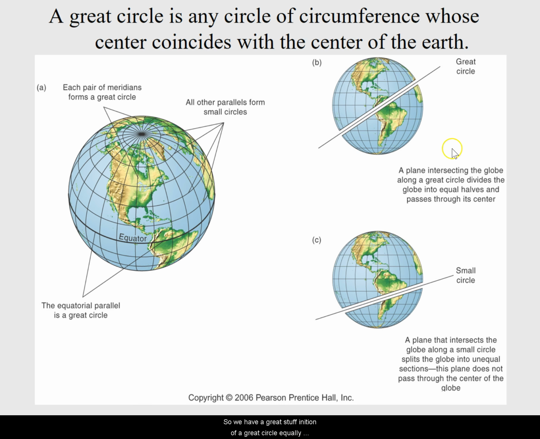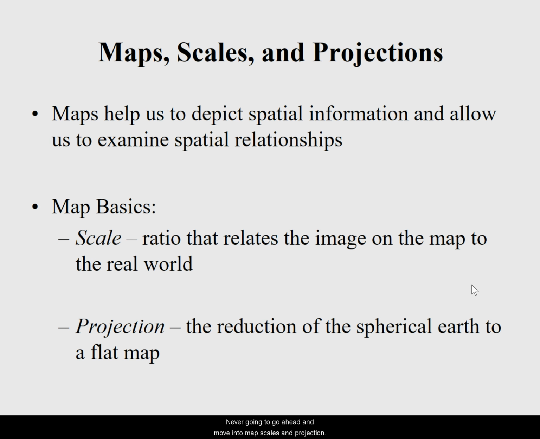So we have a definition of a great circle, equally dividing the Earth in half, and then a small circle. These are points that you're going to want to put in your notes and be able to define. So now we're going to move into map scales and projections.